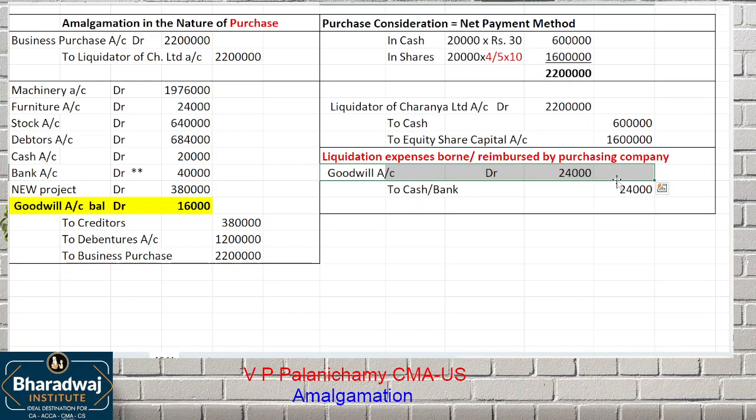Do you understand the difference? Is it purchasing company's expense or selling company's expense? Selling company's liquidation expenses borne by us. So it will be adjusted with which account? Goodwill account.